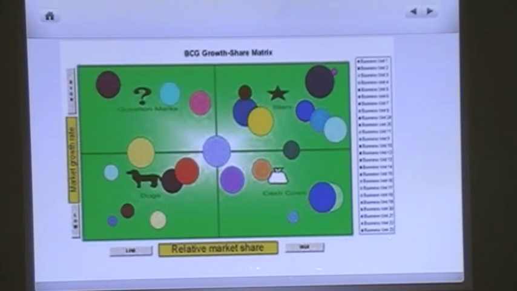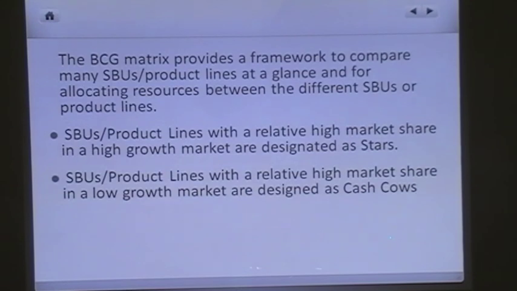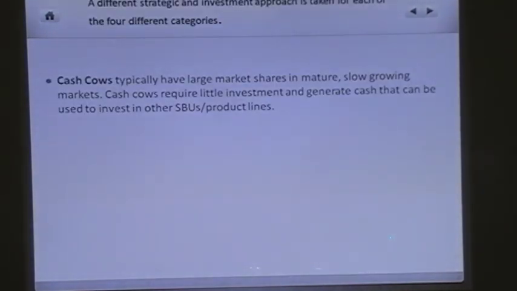Now this was a framework developed by the Boston Consulting Group, and at some point in time they were looking at doing an analysis for some of their customers, in which they came up with this particular matrix. There are 4 different quadrants, so let's look at cash cows.